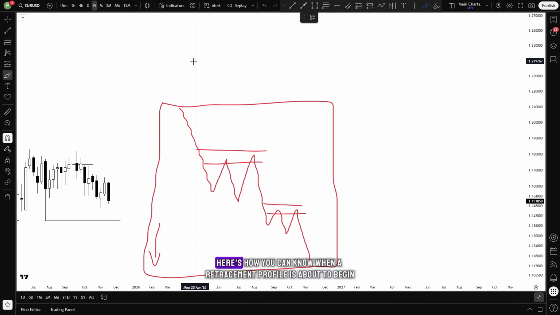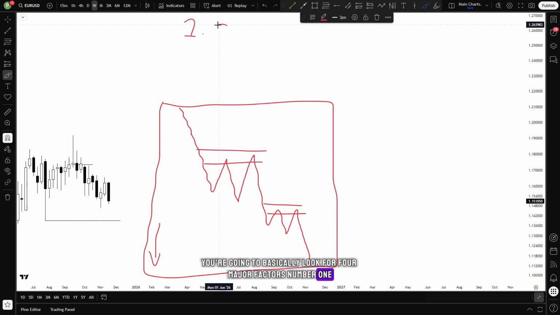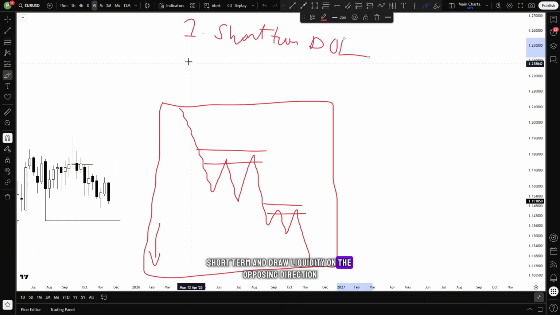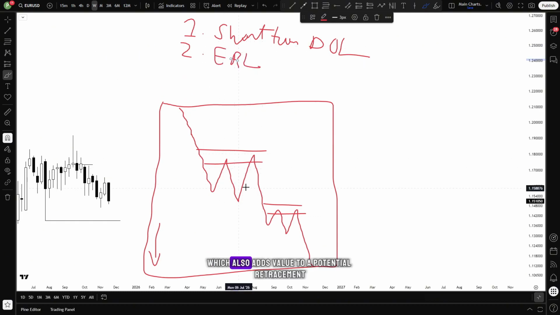Okay, so right here, here's how you can know when a retracement profile is about to begin. You're going to basically look for four major factors. Number one, short-term drawn liquidity, meaning that price generates short-term drawn liquidity in the opposing direction, which basically gives you your first signal that we could potentially have a retracement profile.